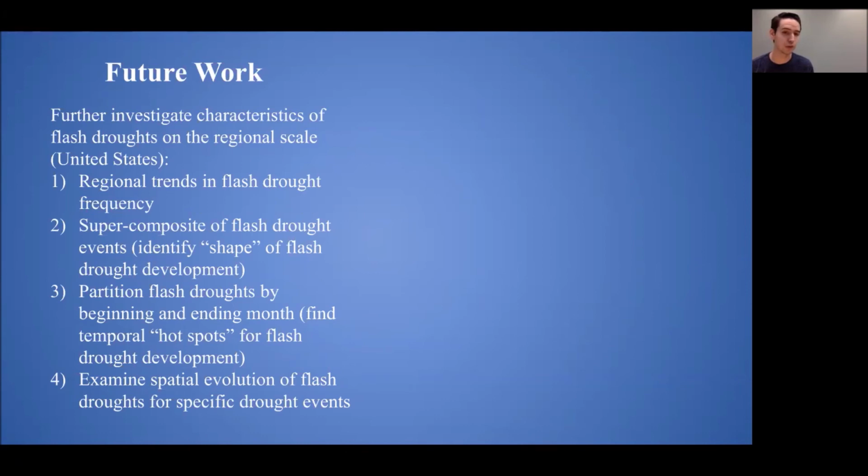Maybe different regions have different shapes of the flash drought. Maybe they rapidly develop. Maybe they're slower with time, for example. That's just one thing we could look at. Another thing is partitioning the flash droughts into beginning and ending months and looking at temporal hotspots for flash droughts. Then lastly, another thing we could look at is a case study, for example, looking at the spatial evolution of a flash drought event.